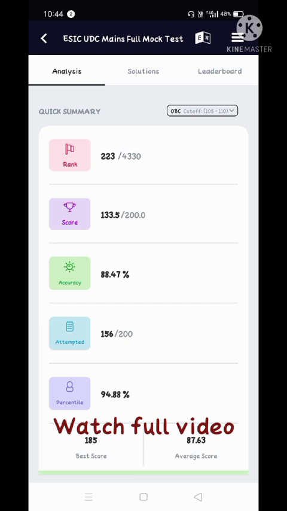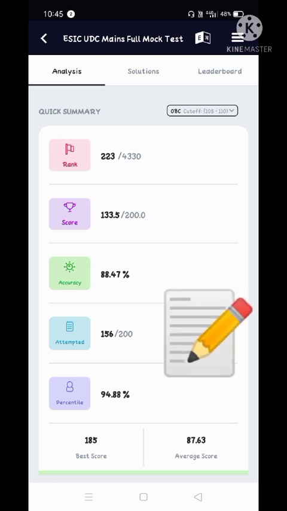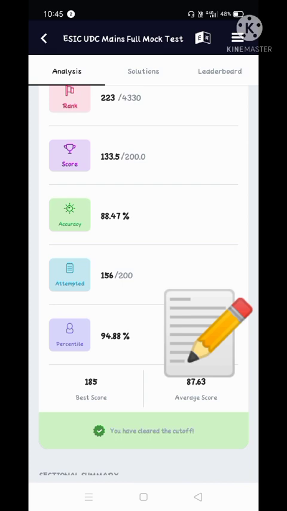So let's start. You see that out of 4,330 candidates, my rank is 223, and out of 200 I get 133.5, and my accuracy is 88.47%, and my percentile is 94.88%.